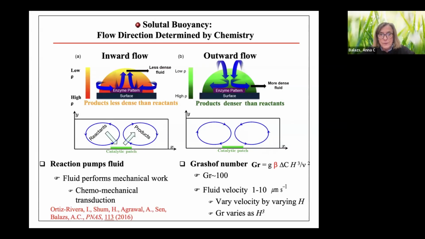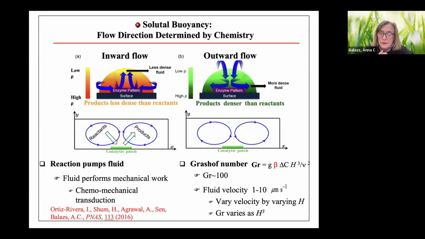Let's go back to the inward flow. This is very much like thermal buoyancy. The less dense fluid rises to the top. It's in a confined chamber, so it has to come back down around the sides. And here, if the product is denser than the reactants, then it first comes down and hits the surface and then has to recirculate.